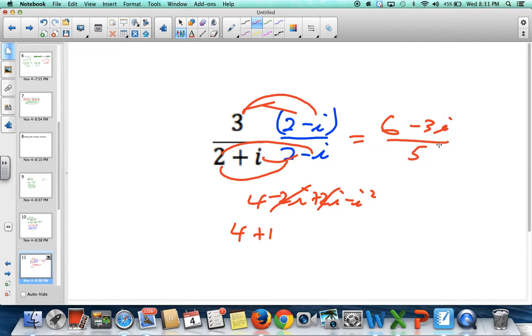Sometimes the answer will be left in this form. Usually what we want to do is write this as a fraction. 6 over 5 minus 3 over 5i. And that's how we would write the answer to that one.